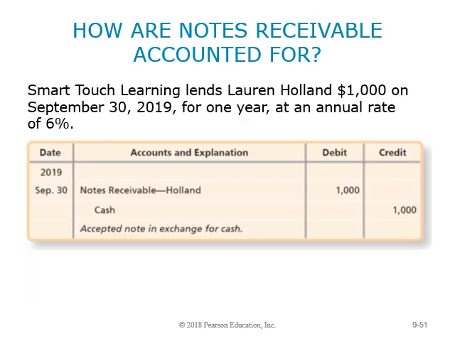So this is how we record that loan. Smart Touch Learning lends Lauren Holland $1,000 on September 30th, 2019 for 1 year at an annual interest rate of 6%. So we see notes receivable, Holland, $1,000, credit to cash, $1,000, because we gave Lauren that $1,000.